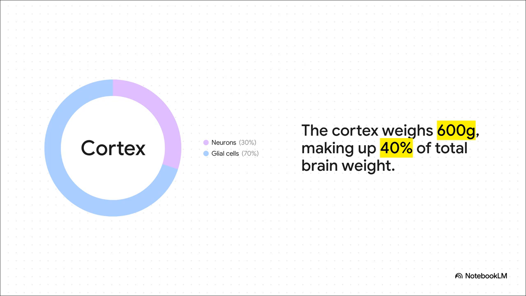Now, let's talk weight. The cortex itself weighs in at about 600 grams. That makes up a whopping 40% of the entire brain's weight. And as you can see from this chart, that weight is made up of 180 grams of neurons, the processing cells, and 420 grams of glial cells, which are the essential support cells of the nervous system.